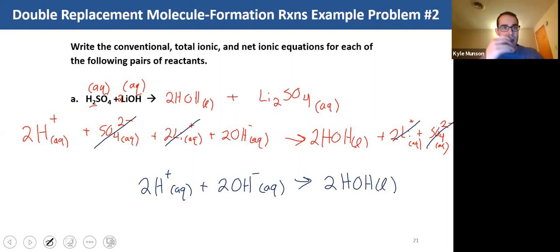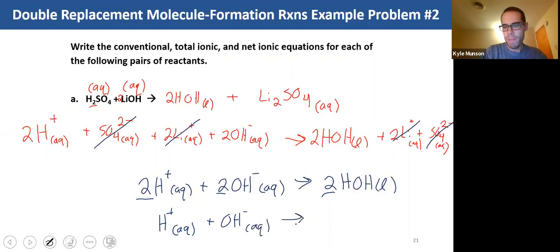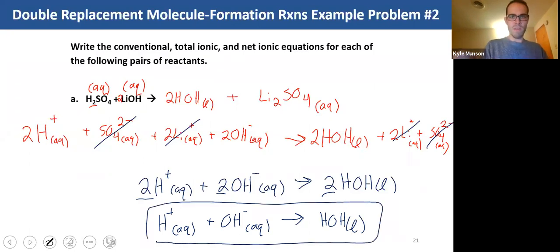Now, one thing I should say here is that you see these coefficients, they're all the same, they're all 2. What you actually want to do here is simplify it, because this net ionic equation should have the simplest coefficients possible. So you might want to simplify it to give yourself this. So simplified, this is the net ionic equation for this reaction.